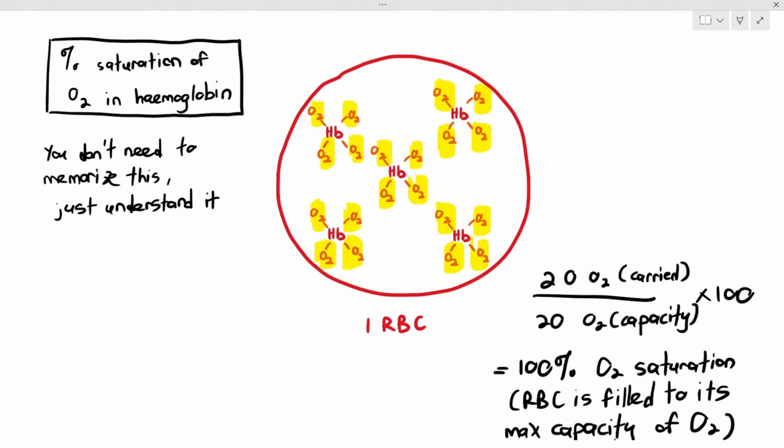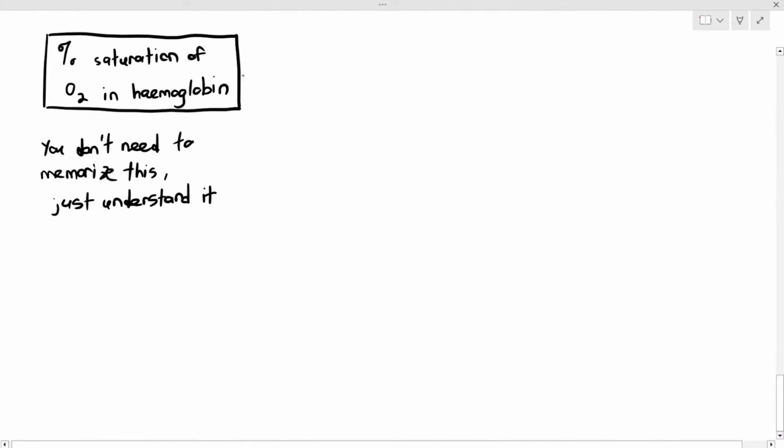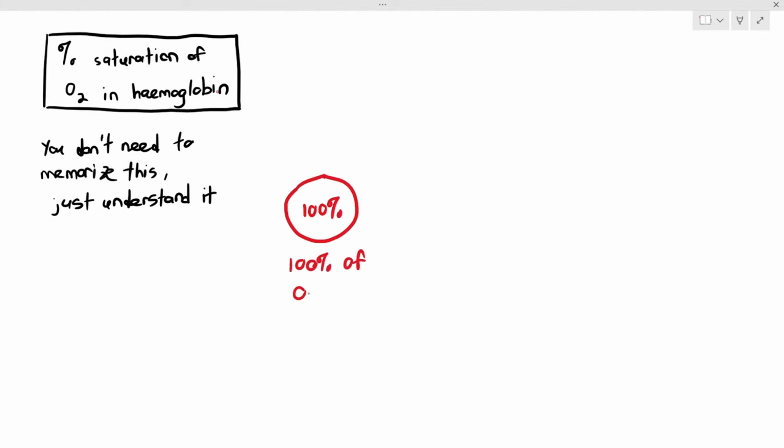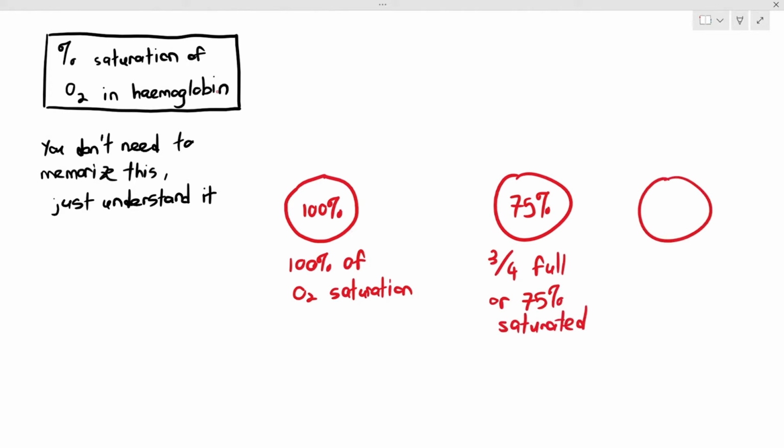That's what I just want you to understand. You don't have to memorize this calculation. I just want you to know what percentage oxygen saturation means. So 100% oxygen saturation is just the red blood cell being 100% filled with oxygen. 75% just basically means it's 3/4 full, or 75% saturated. And 15% just basically means that the hemoglobin has bound to only 15% of oxygen, and there is extra room within the red blood cells to carry more oxygen if it wanted to. This is what is meant by percentage oxygen saturation in hemoglobin.